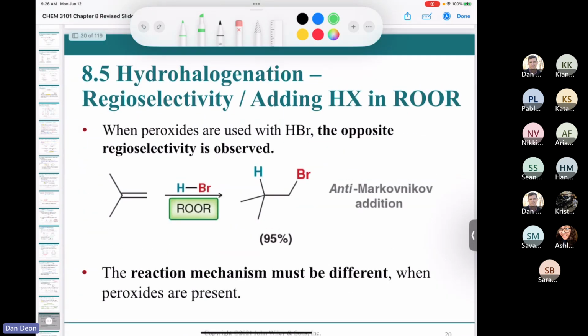Now, Markovnikov did this way back in the 1800s, so he didn't have a lot of fancy equipment to work with. And he noticed that sometimes he would do the reaction and get the opposite regioselectivity. We call that the anti-Markovnikov product. You'll see me abbreviate it as anti-Mark because I get tired of writing Ovnikov all the time. He noticed that oftentimes he got the anti-Markovnikov product in a high yield. There's a lot of amusing history about this, where Markovnikov was scratching his head. He could not figure out why sometimes he was getting Markovnikov, other times anti-Markovnikov.